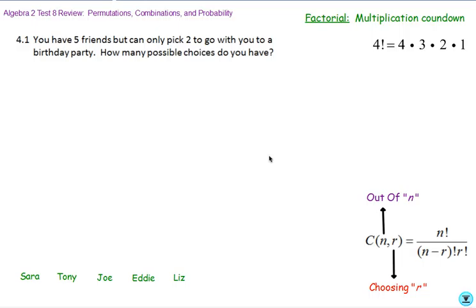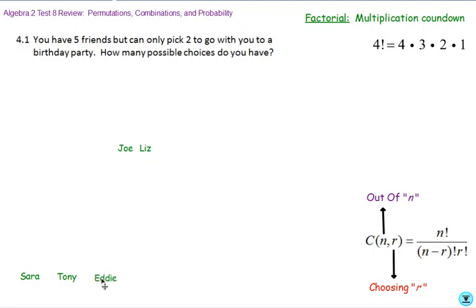Well, I've just made up some names down here at the bottom. So if we said, well, who are 2 people? Well, I could do Joe and Eddie, right? That would be 2 of the 5 that I could pick. Or maybe I do Joe and Liz, right? So that would be another possible pair of people that I could pick.